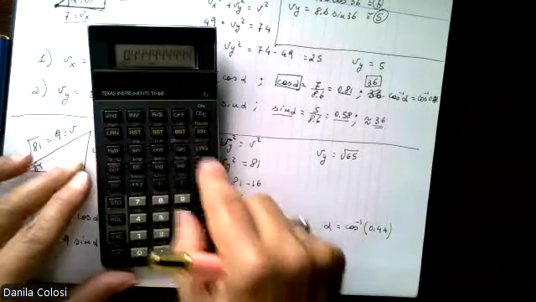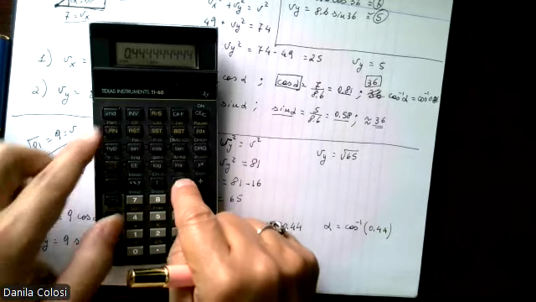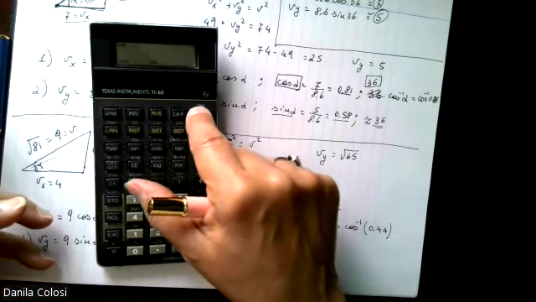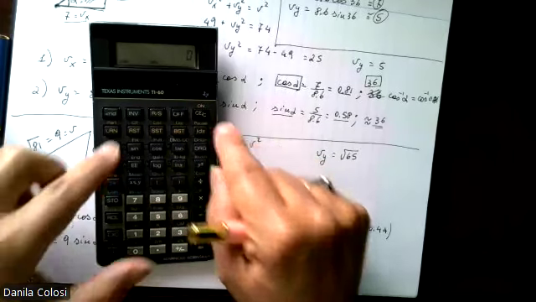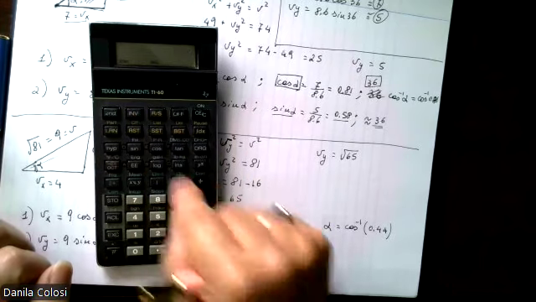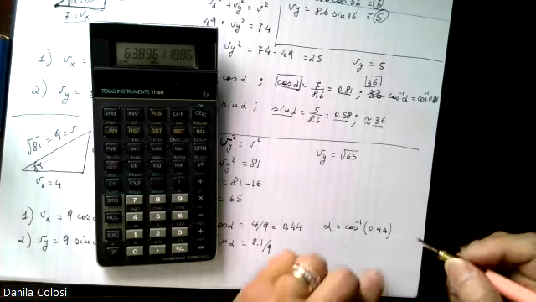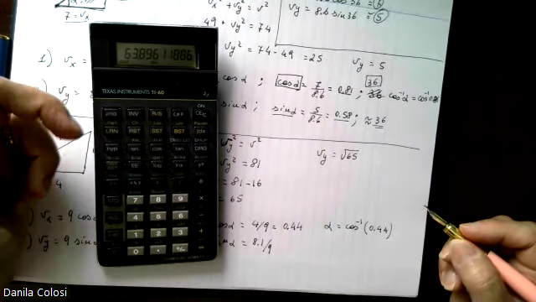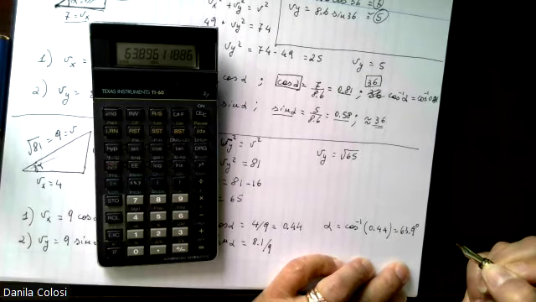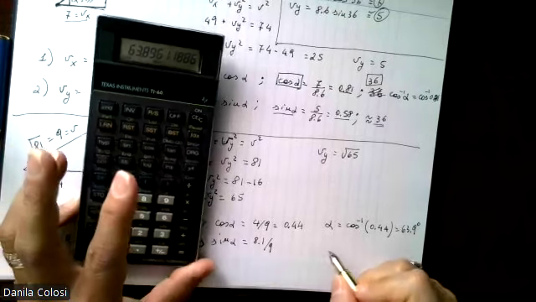So this is going to be 0.44. I want to do the inverse cosine of the... stop, I did second again. So 0.44 inverse cosine gives you 63.9 degrees. Okay, so let's do the same on this side.